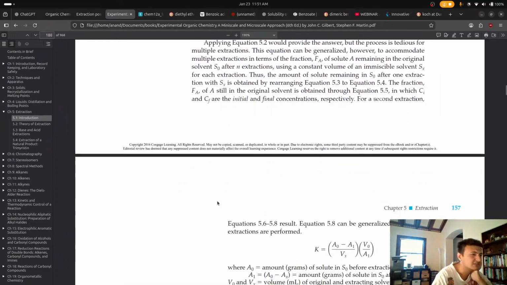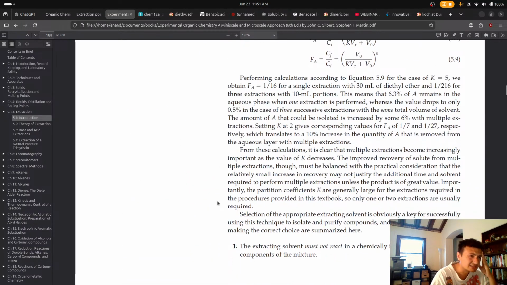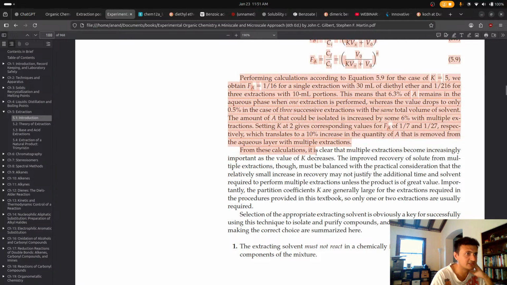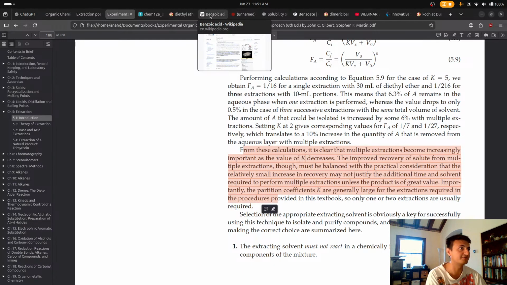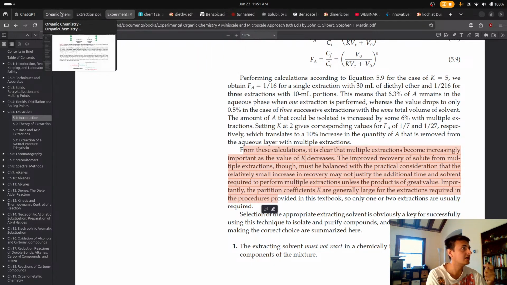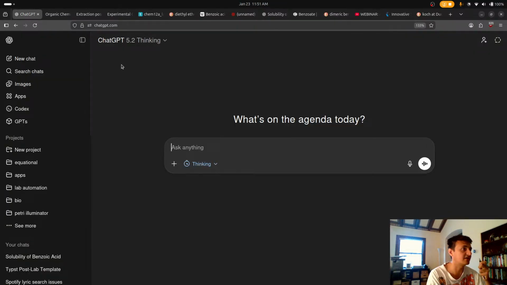Okay, so we should just keep a move on. Let's get to the acid-base stuff, because, all right, so we got this, we got that. That all makes sense. From these calculations, it is clear that multiple extractions become increasingly important as the value of K decreases with improved recovery. So this is like a real intro to extraction, because apparently the partition coefficient is not constant. Apparently it depends on a ton of stuff.